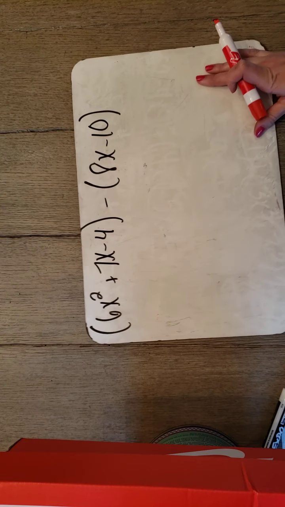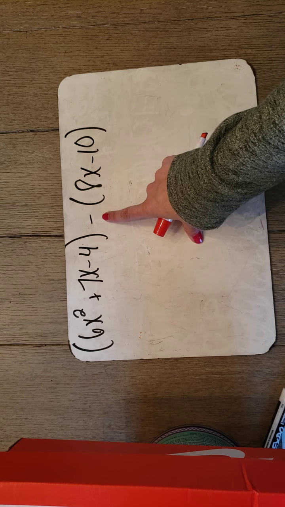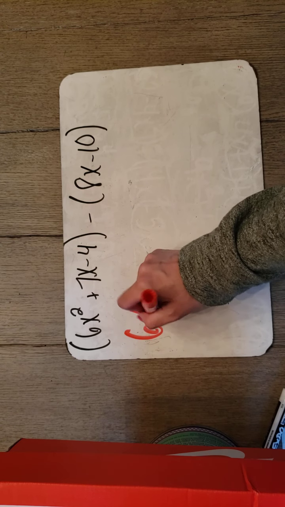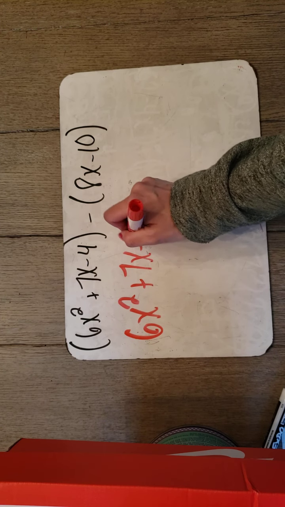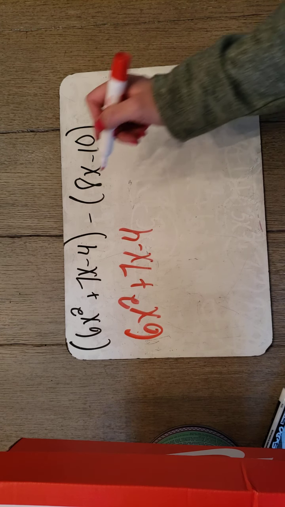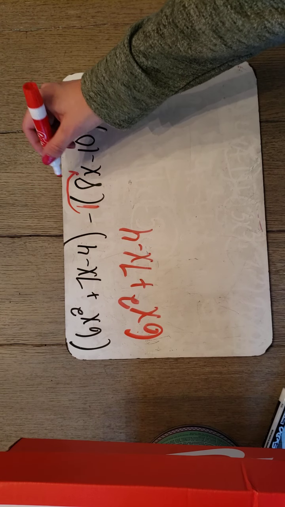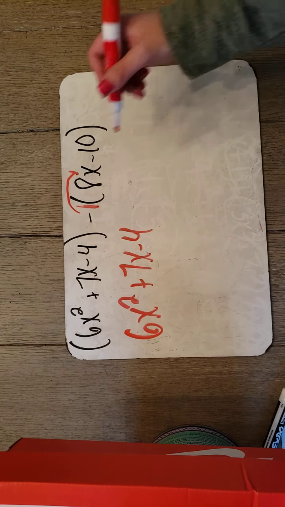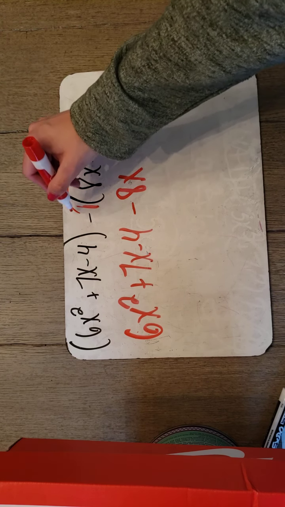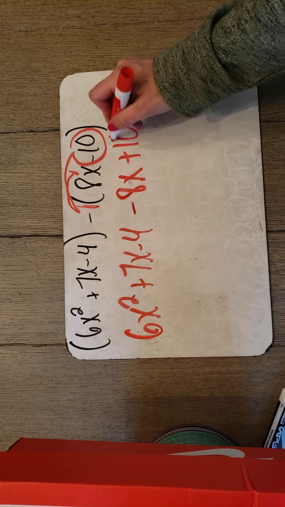Next up, you got polynomials. Again, you're subtracting. You know you're subtracting because there's a minus sign in the middle. So drop down your first parenthesis. And we know that if we have a negative but we don't have a number, we're putting a 1. And you're distributing to every number in this parenthesis. -1 times 8x is -8x. And then -1 times -10 is a +10.